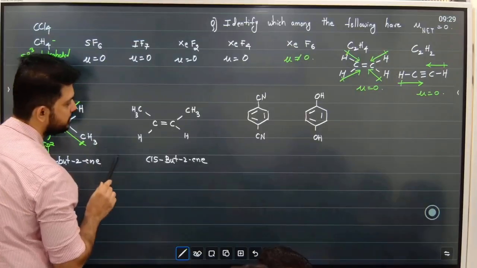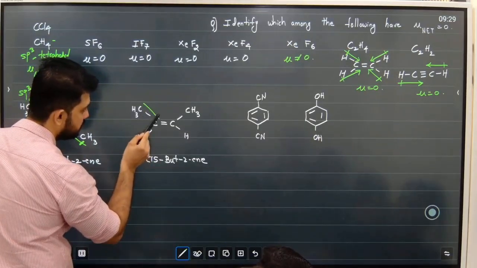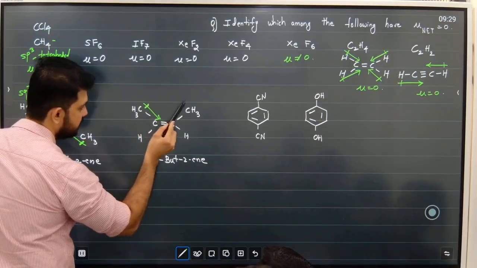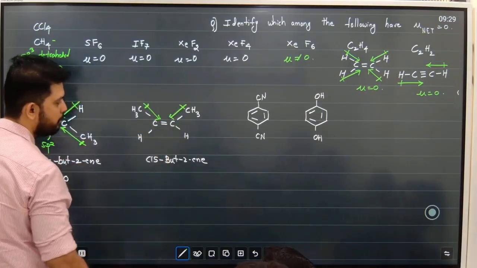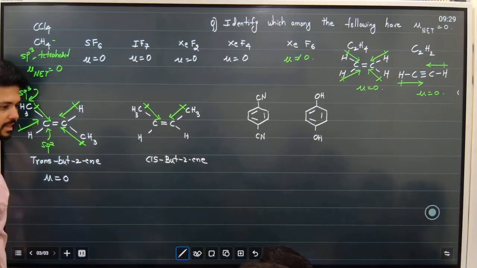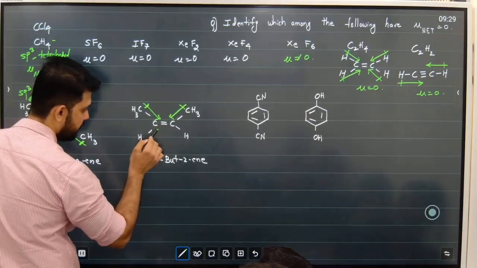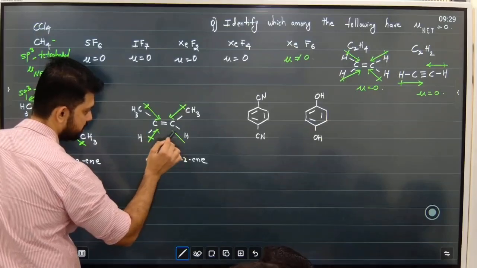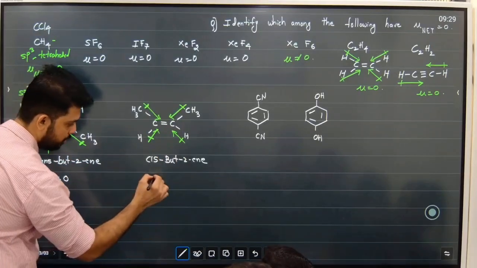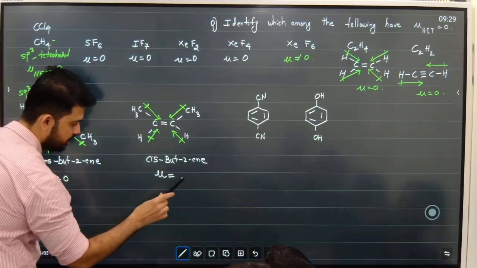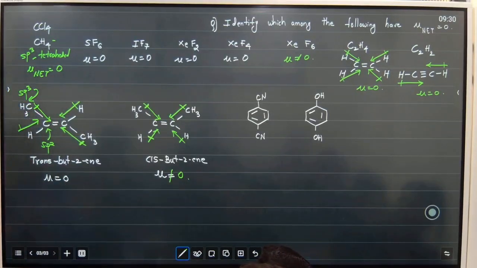But over here, this carbon and this chlorine dipole is in this direction. Are the two dipoles cancelling each other? Similarly, this hydrogen and this carbon dipole is in this direction. Are these two also cancelling each other? No, they are not. So the net dipole is not 0.